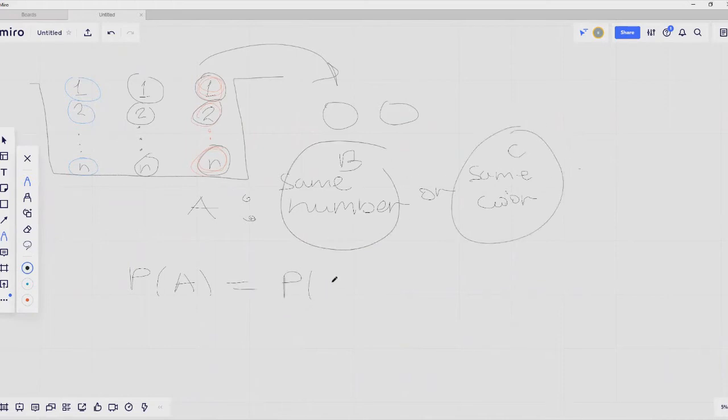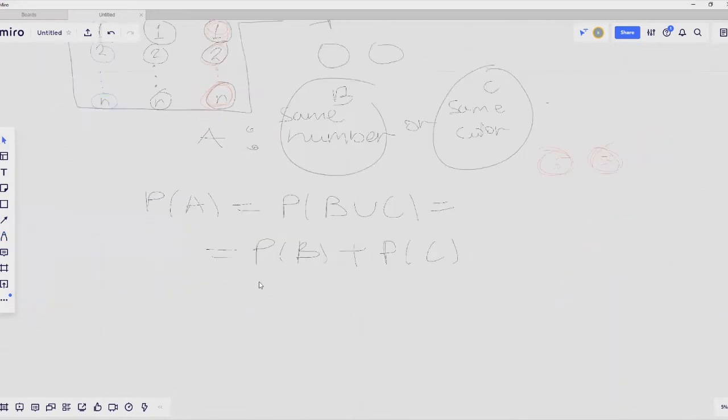Now, this is the union of B and C, which can be expressed as the sum of the probability of B plus the probability of C, since B and C are mutually exclusive. For instance, you cannot draw two red chips numbered 5, since there is only a single red chip numbered 5 in our urn.